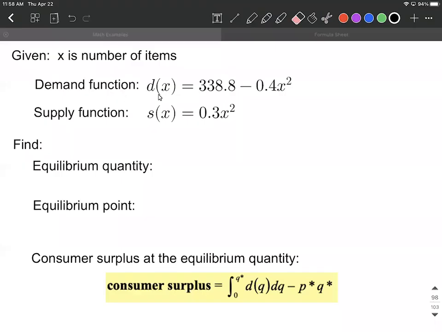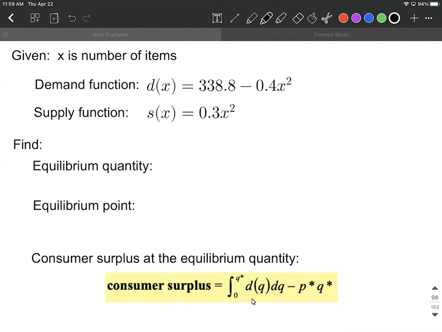Okay, on this example, we're given a demand function and a supply function. We're going to try to find where these meet up. That's going to be referred to as the equilibrium point, where they're equal to one another. Along the way, we're going to find the equilibrium quantity, the value for X in this situation. We're going to use all this to find the consumer surplus. The formula is given down below.